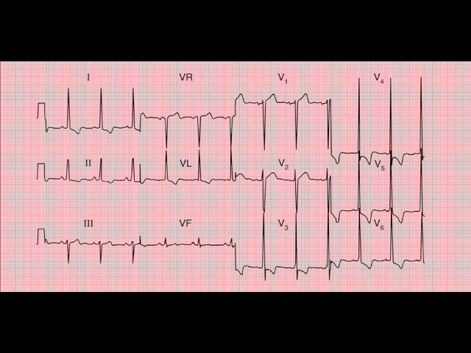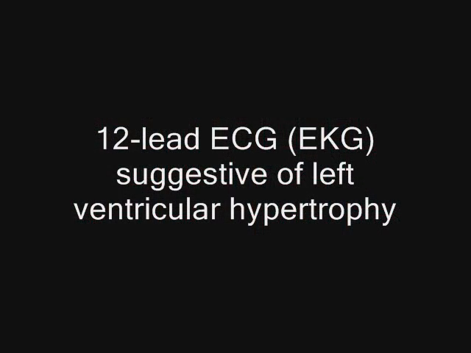So here we have sinus rhythm, heart rate of 75, and we see signs of left ventricular hypertrophy over V4, V5, V6, which are the chest leads which look at the left ventricle. Notice the inverted T waves, notice also the deep S waves in V1, V2 to a degree.